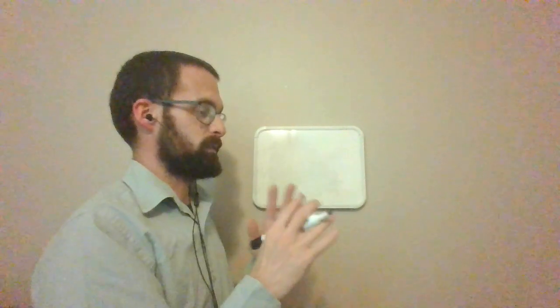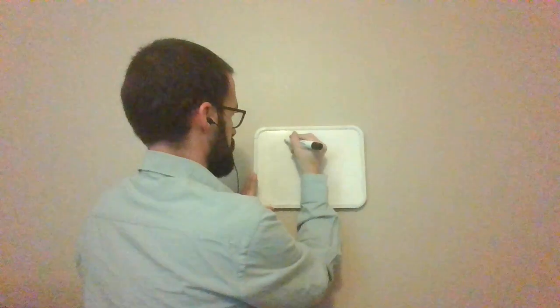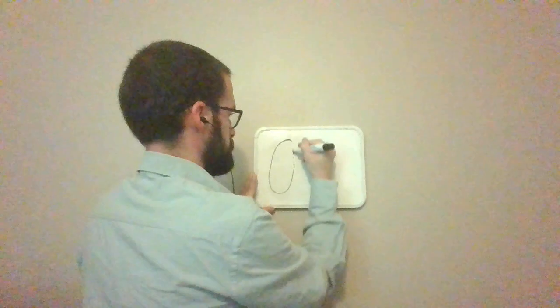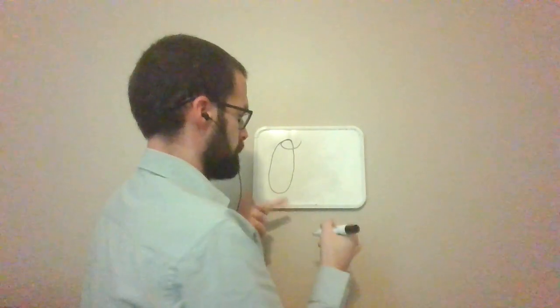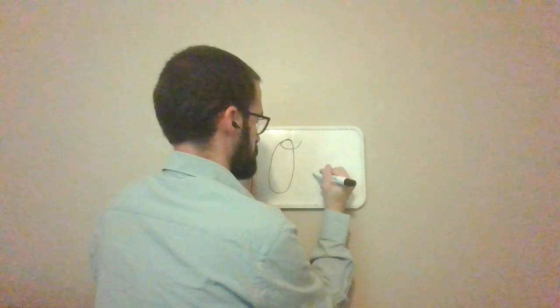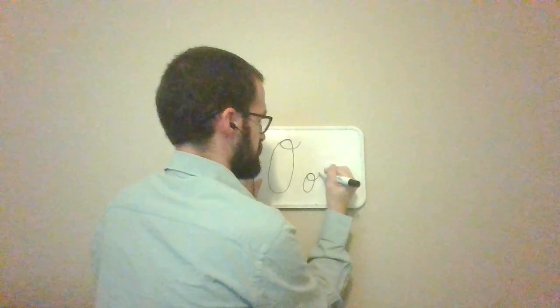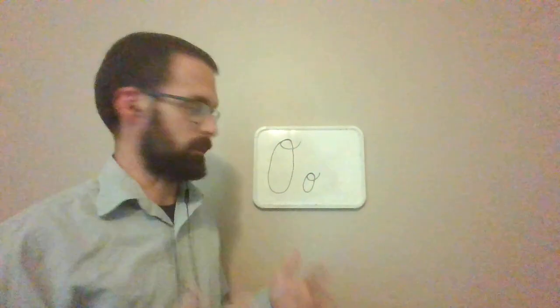So let's go ahead and take a look at the letter O. The letter O is very simple. Come up and over. Make a little swirl at the top. And then for the lowercase o, you do something very similar. It will look just the same, just a little bit smaller.